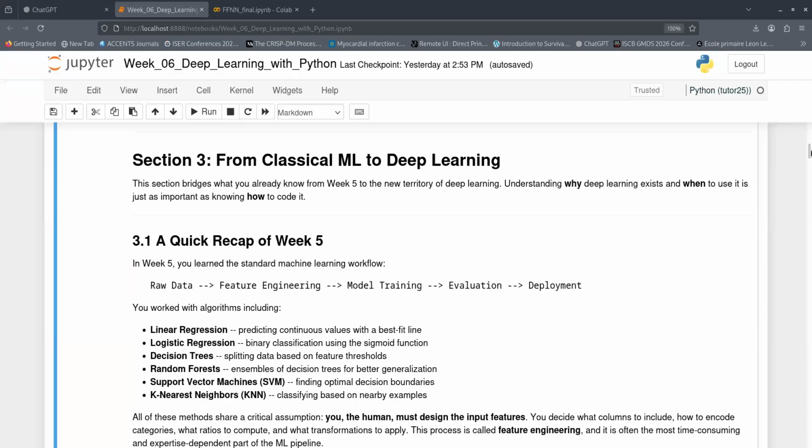And all those methods share a critical assumption. The critical assumption is what? You, the human, must design the input features.